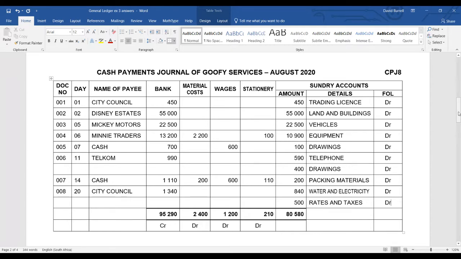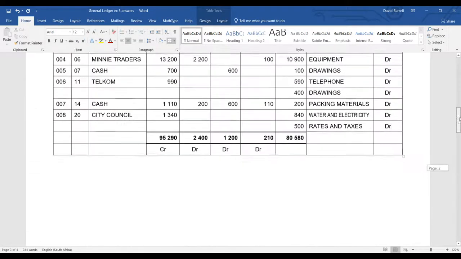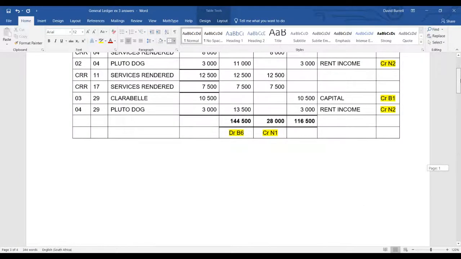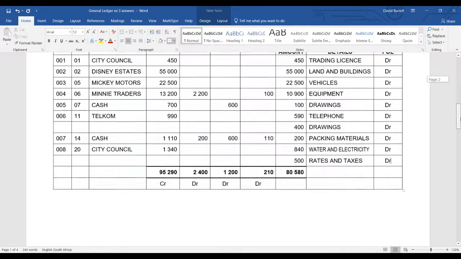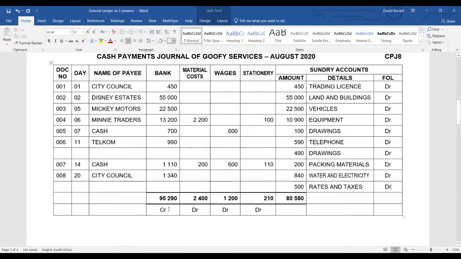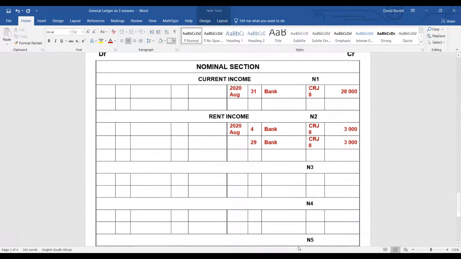Okay, so I'm not going to jump up and down the page the whole time and look for the folio numbers. We'll just remind ourselves of the bank account. That was account B6. So it's exactly the same as the cash receipts journal over here. We had a debit to B6 because that was the bank account. Now here, our bank column, it will be a credit to B6. Okay, now material costs, wages, stationery. If you go down there, we don't actually have those accounts there. However, after current income and rent income, there's a lot of blank accounts, and that's where those will go.